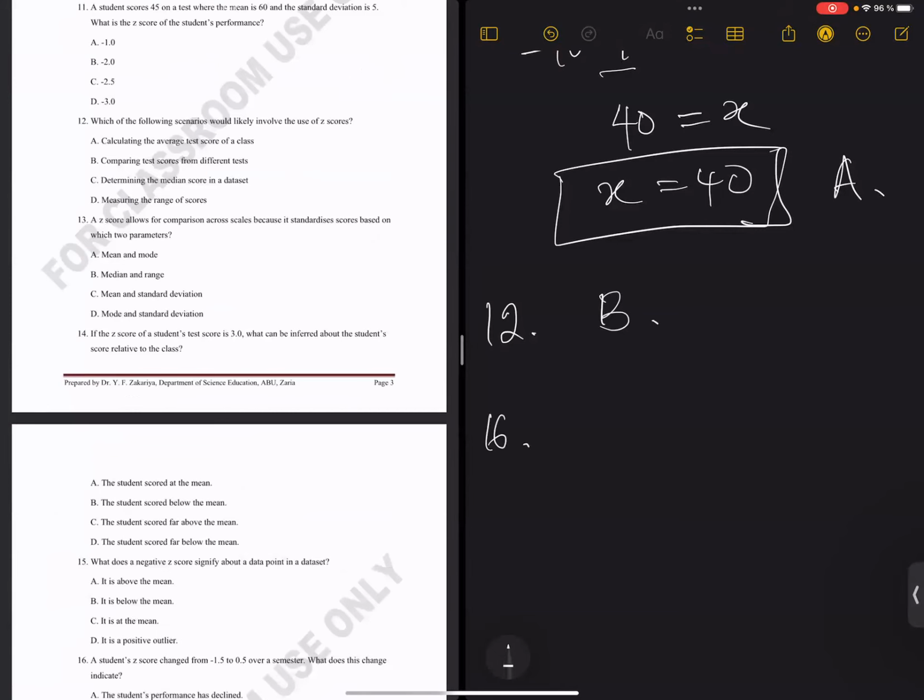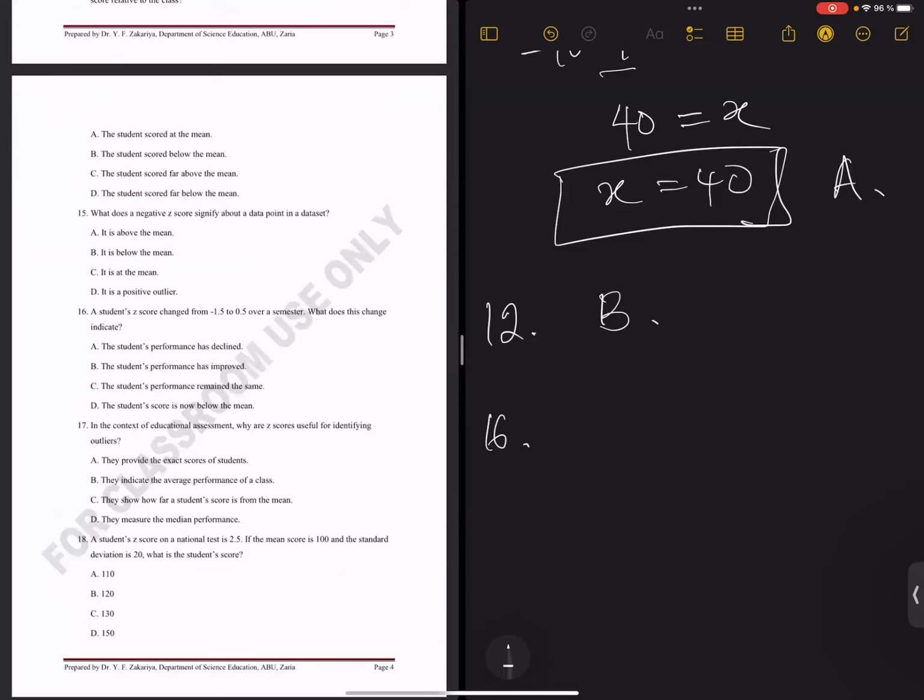Thank you. So problem number 6. A z-score changed from -1.5 to 0.5 over a semester. What does this change indicate? Please pay attention to this conceptual problem. A student's z-score changed from -1.5 to 0.5 over a semester. What does this change indicate?